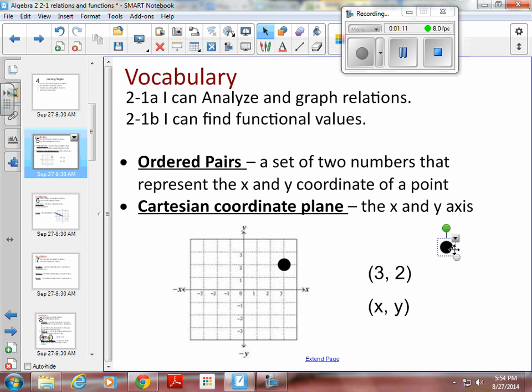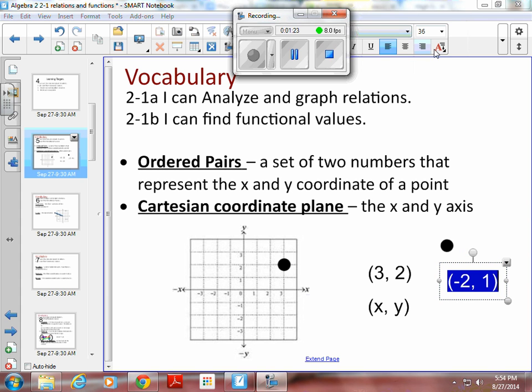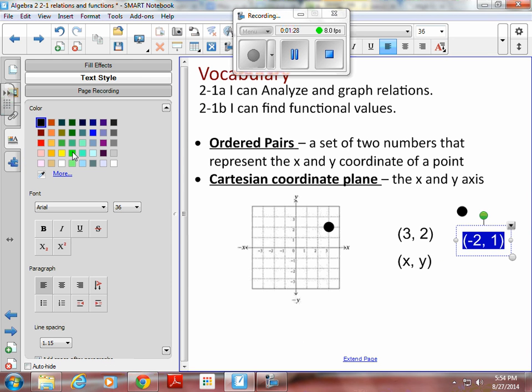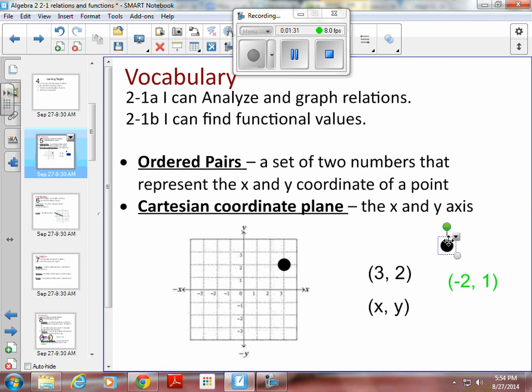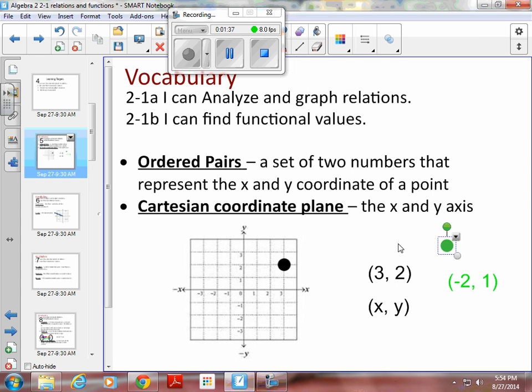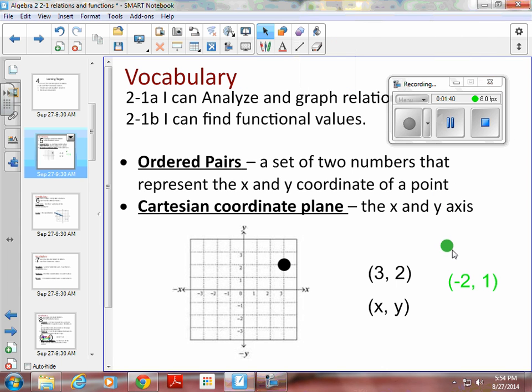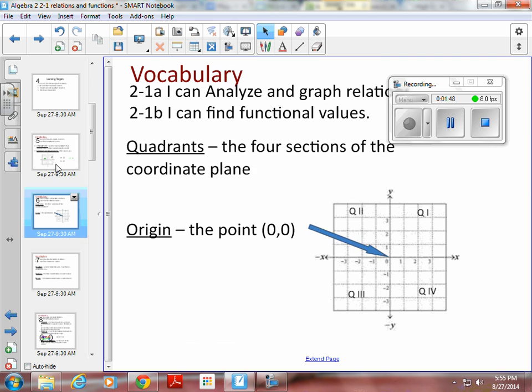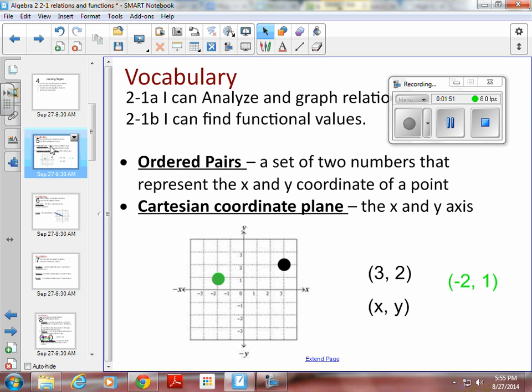And if I want to deal with negatives, I could do the point (-2, 1). And let's make that one maybe green, and make that point green. Now they kind of go together. So (-2, 1) would be -2 in the x direction, +1 in the y direction. Okay, next vocabulary words. By the way, if you want to pause these videos and write these down, you can do that.